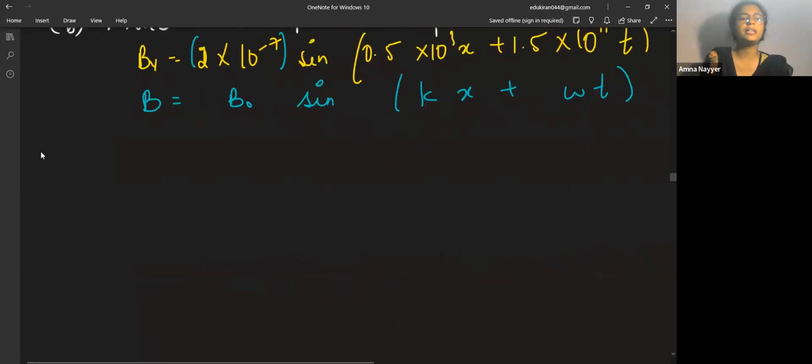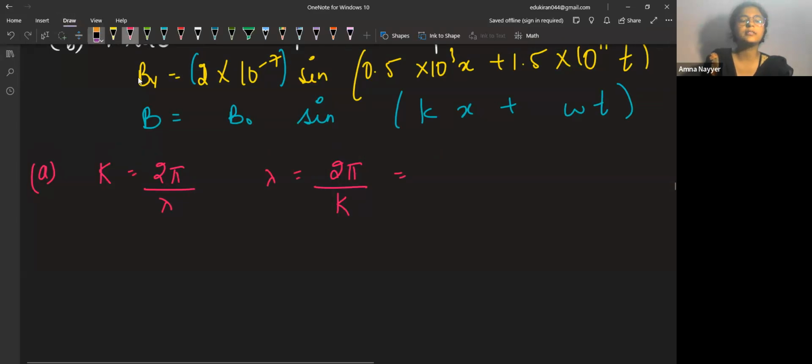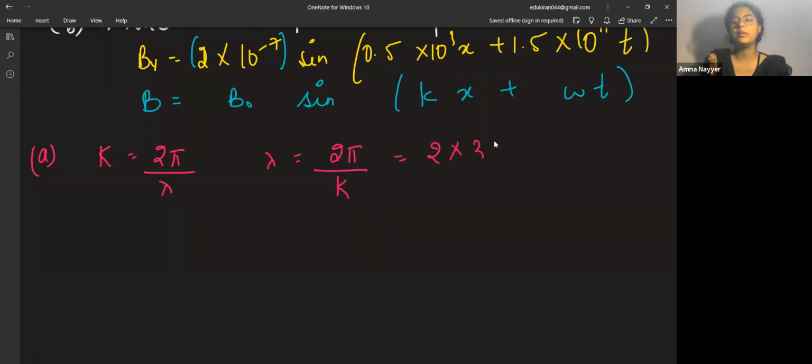For the first part, K is equal to 2 pi by lambda. So lambda will be equal to 2 pi divided by K. Let me write down the value of pi itself. This becomes 2 into 3.14 divided by K, which is 0.5 into 10 to the power 3. So this will be around 12.12 something into 10 to the power minus 3. Please write this much meters.